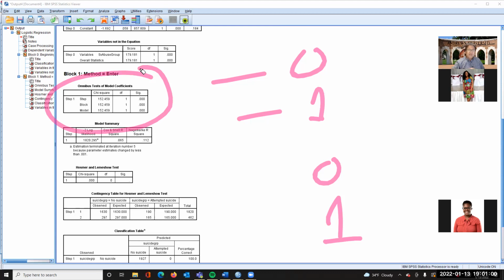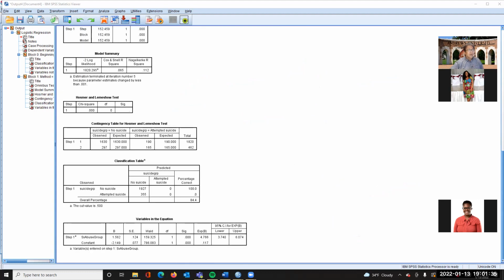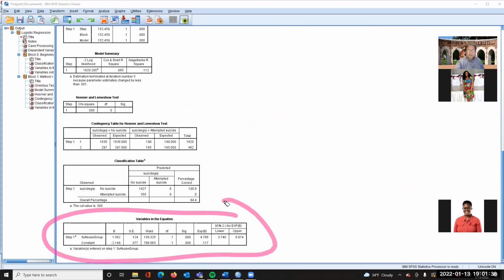All right. So this one says we actually have a statistically significant relationship between suicide attempts and sexual abuse. So the question now is, what's the nature of the differences? The way to do that is to look at the result of your binary logistic regression.